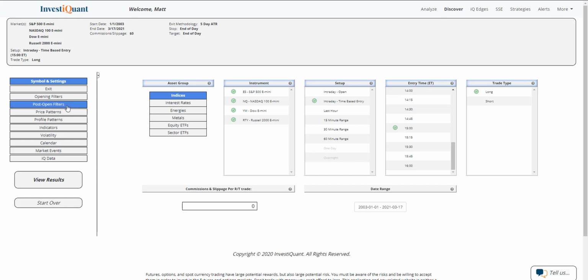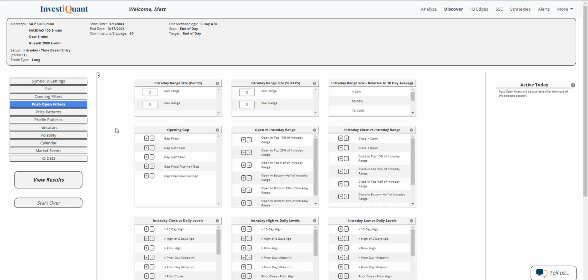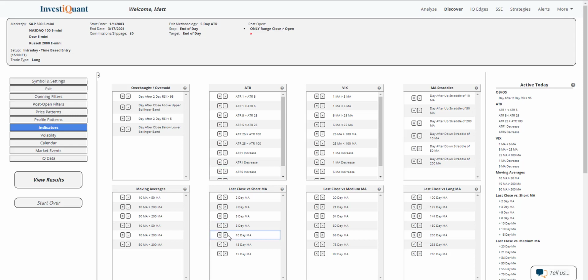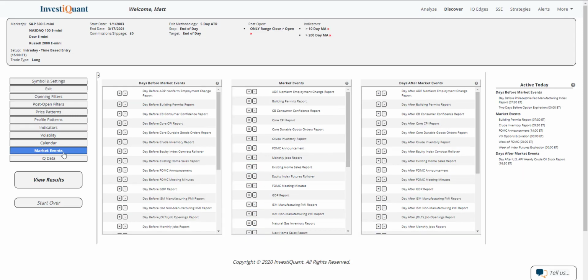Now, for the price action, all I'm going to do is say that we are trading above the opening print for the session. I'm going to say that we are in a similar market environment, which I've got as above a 10 and above a 200-day simple moving average. And then we can go into market events and say today is the FOMC announcement. That's right here in the market events section.